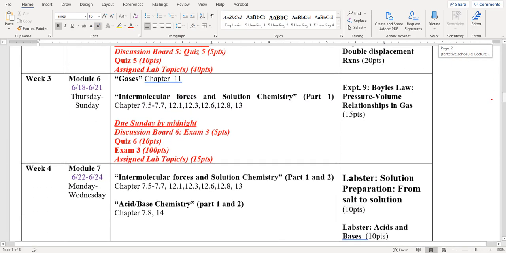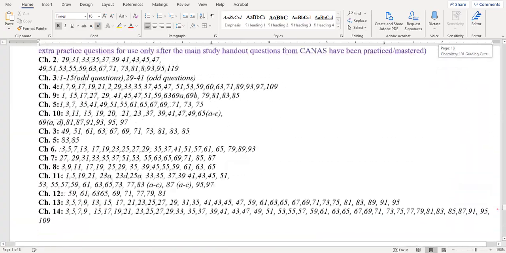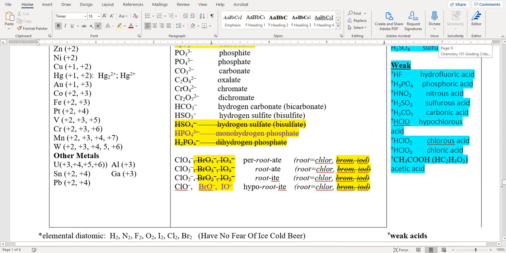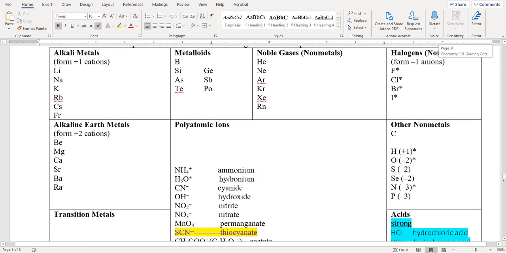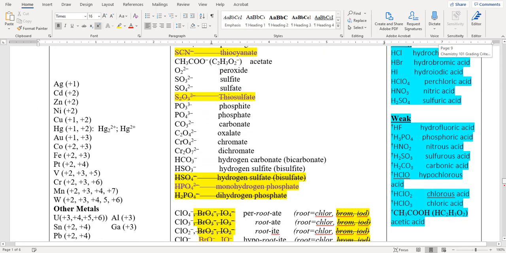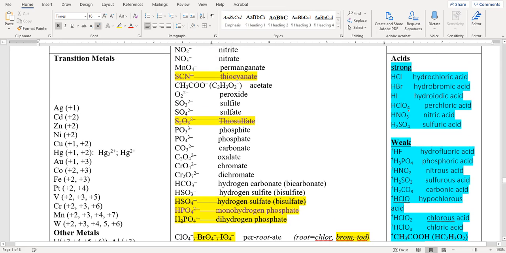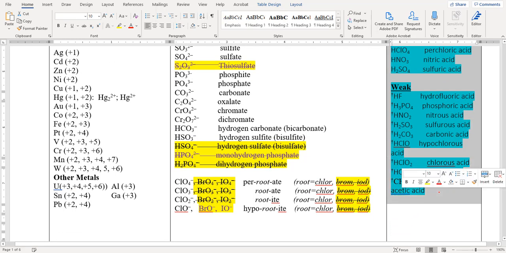Scroll down all the way to the back of the syllabus, right where you have the lists of polyatomic ions and transition metals, all of which you should have memorized so far on this whole page now. Now, if you look to the right, here are examples of strong and weak acids that you have to memorize.